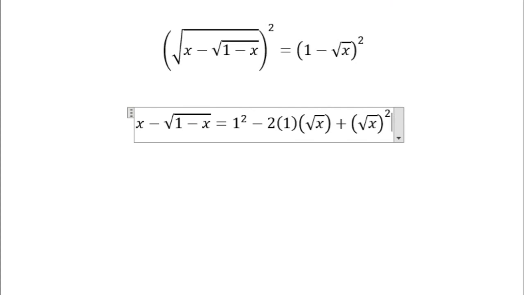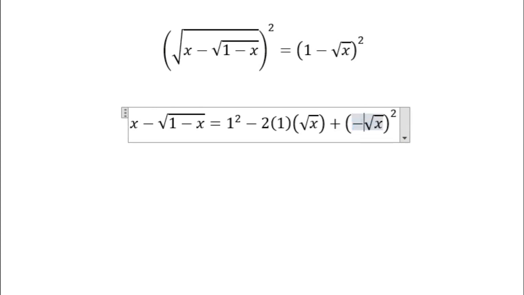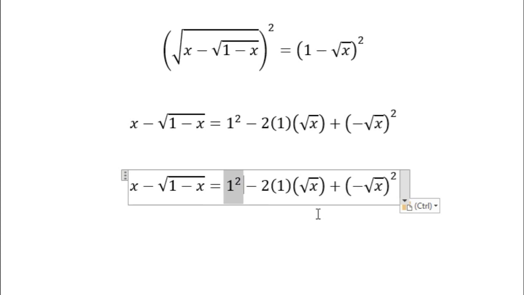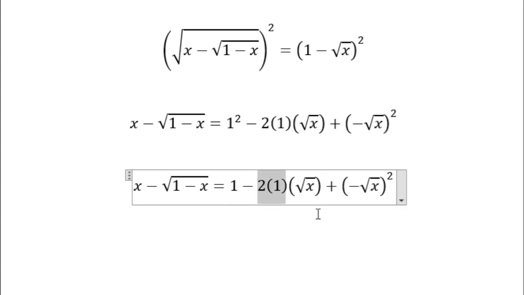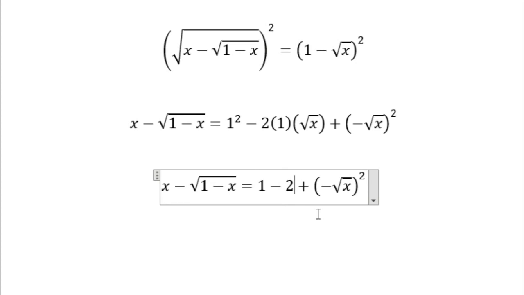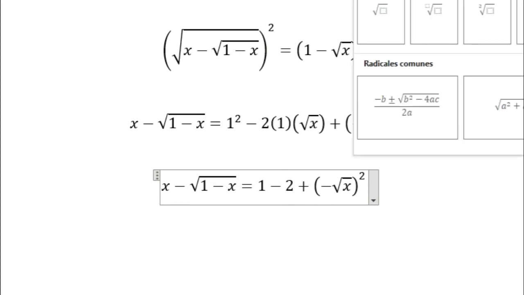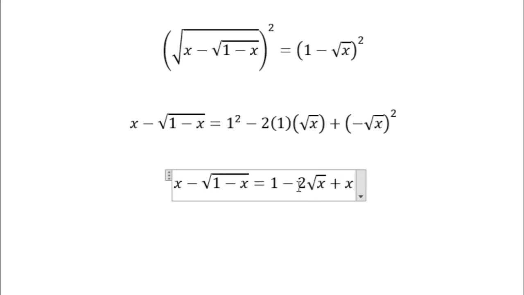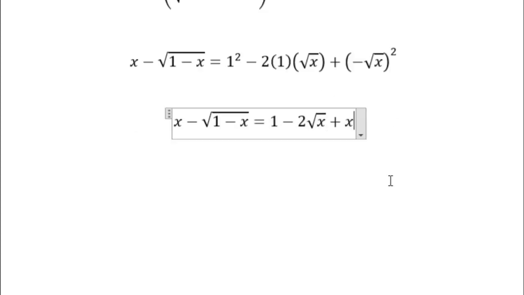Why will this be a plus sign? It's because we are squaring a negative. Since we are squaring a negative, it becomes positive. Okay, so let's simplify this a little. 1 squared equals just 1. 2 times 1 times the square root of x is just 2 square root of x. And the square root of x squared is just x, right? Because this square goes away with this square root, so we get this.